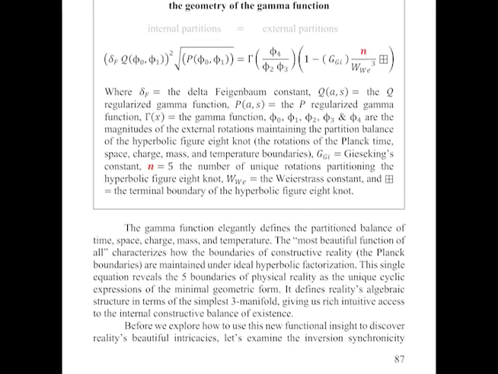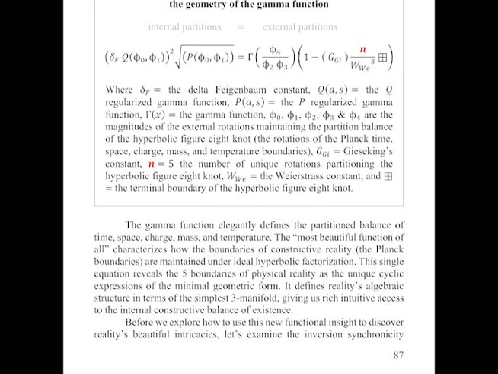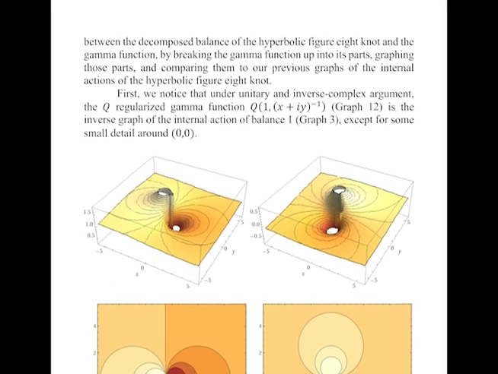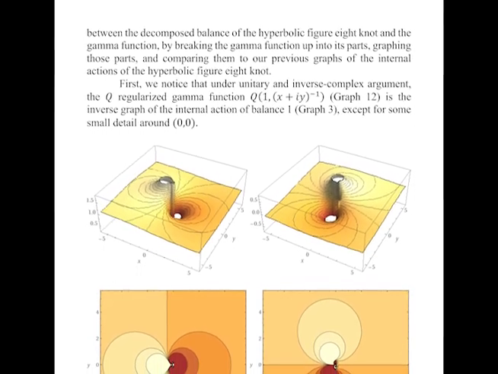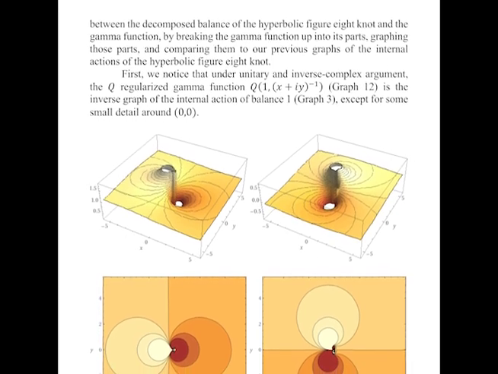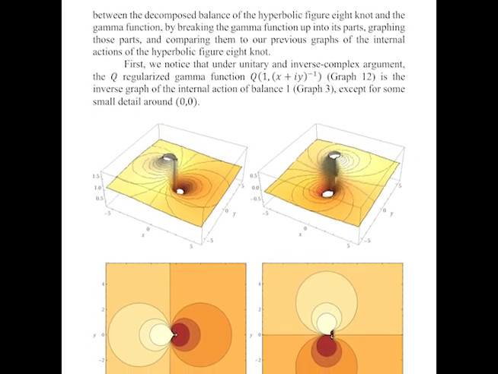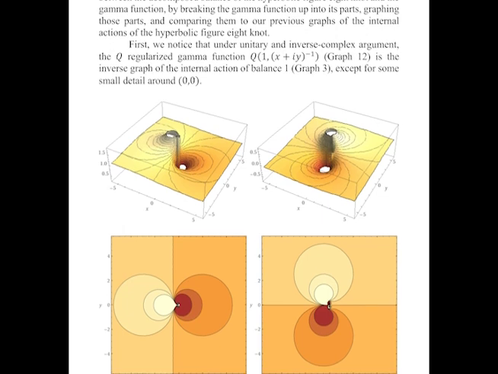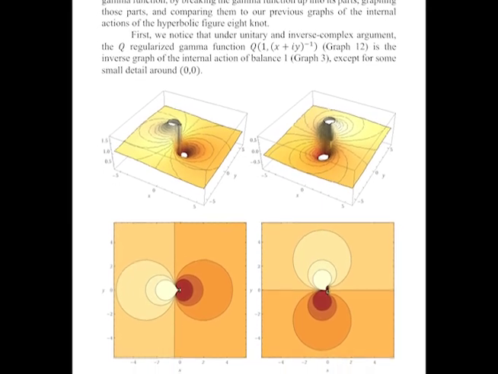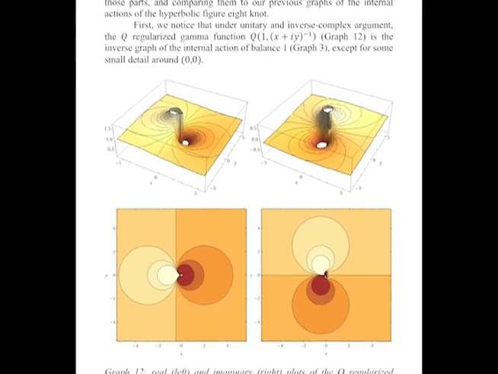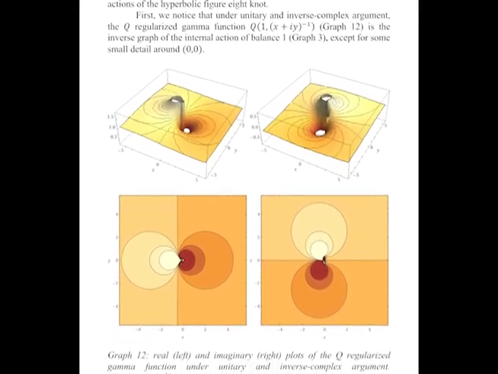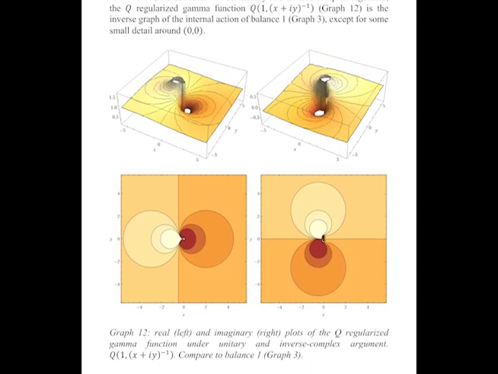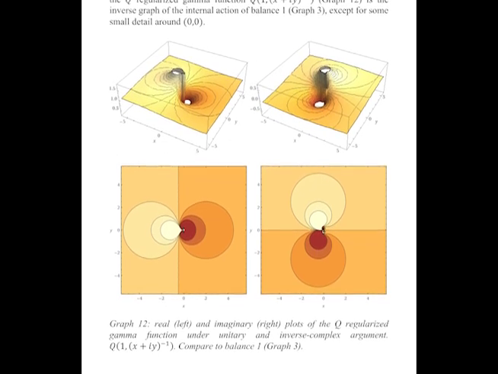Before we explore how to use this new functional insight to discover reality's beautiful intricacies, let's examine the inversion synchronicity between the decomposed balance of the hyperbolic figure 8 knot and the gamma function. By breaking the gamma function up into its parts, graphing those parts, and comparing them to our previous graphs of the internal actions of the hyperbolic figure 8 knot, first, we notice that under unitary and inverse complex argument, the Q regularized gamma function, graph 12, is the inverse graph of the internal action of balance 1, graph 3, except for some small detail around the point 0, 0.